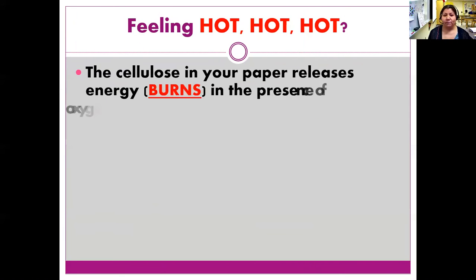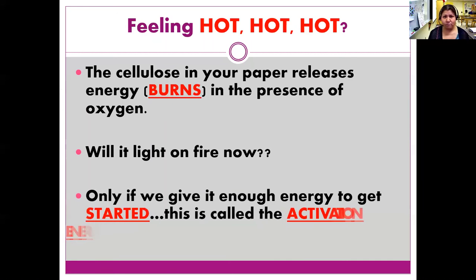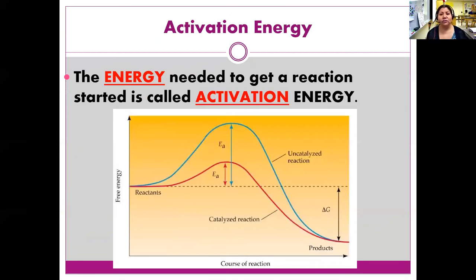So, for example, cellulose in your paper is going to release energy. When we're talking about releasing energy, we're talking about burning something in the presence of oxygen. We're also talking about breaking bonds. So, will it light on fire now? Like if your paper is just sitting on the desk, is it going to light on fire? No, we need to give it energy. We need to give it energy in order to start up, and that's called activation energy. So activation energy is the energy needed for a reaction to begin. Okay, so it's energy needed to activate a reaction. That's why we call it activation energy.